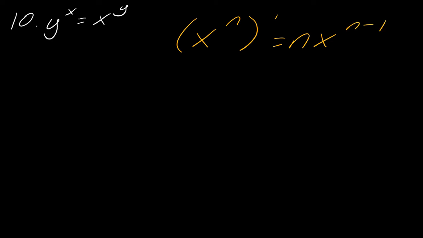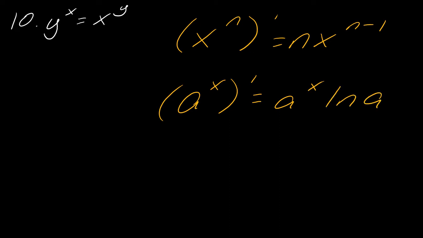And then we also have derivative rules for a to the x, right? So this would just be a to the x times the natural log of a. But we don't have anything where it's like x to the x.